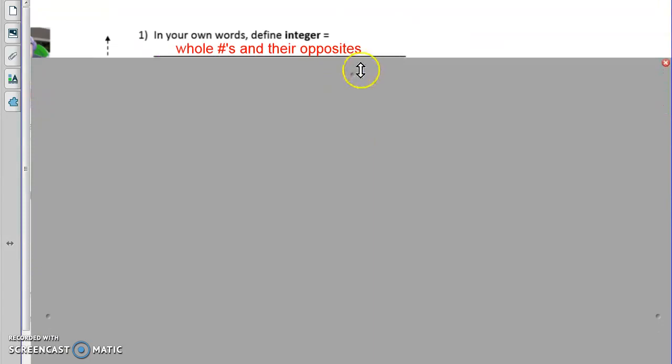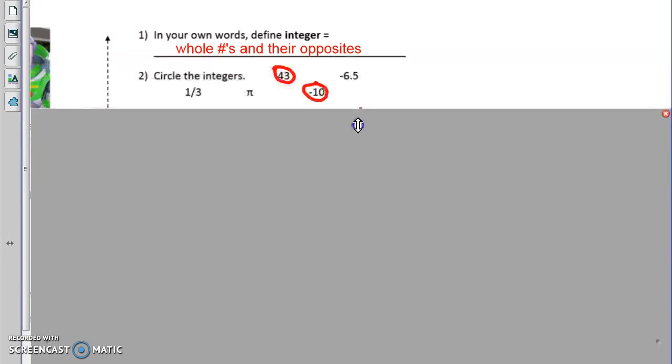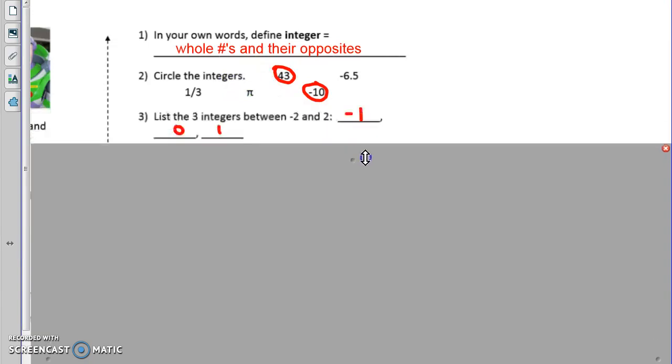Okay, so here we are going over the answers to our first set of questions. To define in your own words what an integer is, you want to say something about whole numbers and their opposites. For question 2, you want to have circled the whole numbers, like 43, and 10, which would be a whole number whose opposite is negative 10. These other things are either decimals or fractions, or pi is an irrational number, and it's not considered an integer. So you should only have those 2 circled.